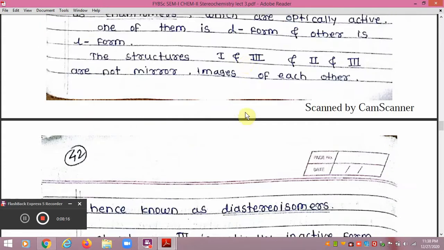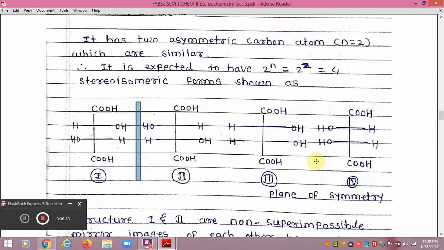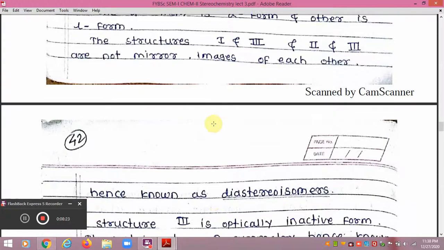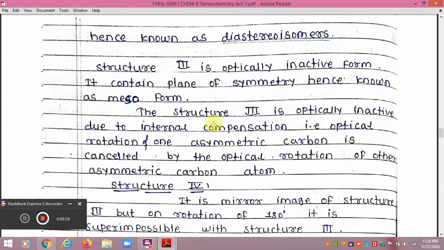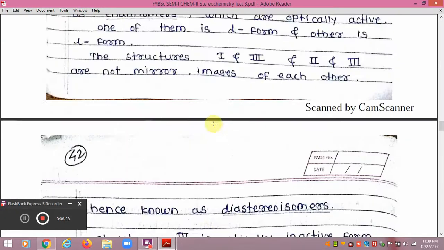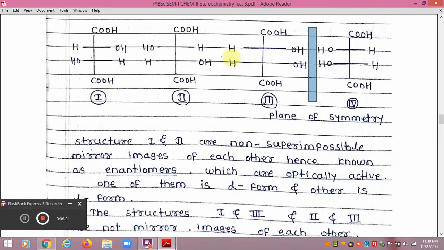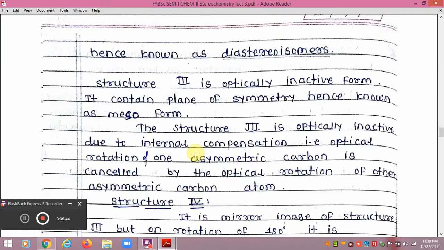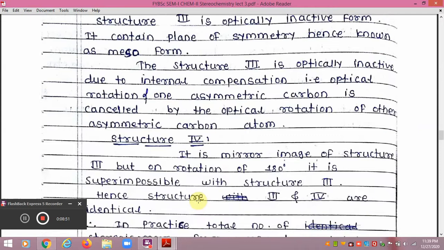But if we talk about the relationship between structures 3 and 4, structure number 3 is optically inactive, because structure number 3 has a plane of symmetry. You can see here this molecule has a plane of symmetry, that's why structure number 3 is optically inactive. Now if we see, the rotation of one asymmetric carbon is cancelled by the optical rotation of the other carbon in structure number 3.